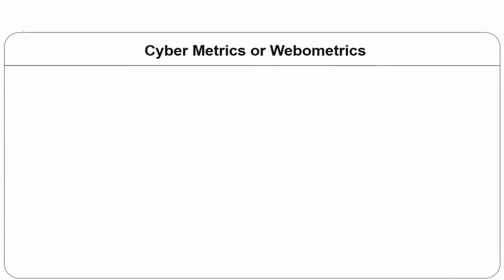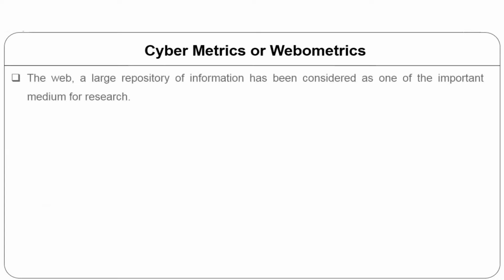There is a word, Cybermetrics. Let us try to understand the difference between Webometrics and Cybermetrics. Are both of these the same, or is there any difference? The web, a large repository of information, has been considered one of the important media for research. The availability of structured and non-structured data provided a fertile ground for using bibliometrics, scientometrics and informetrics. Many researchers have proposed various terms to define new areas of research.